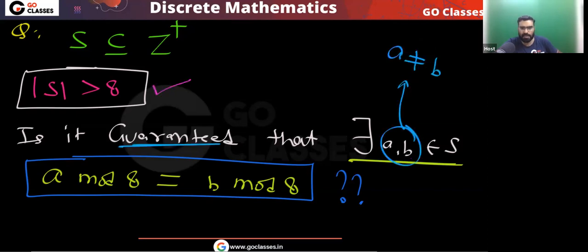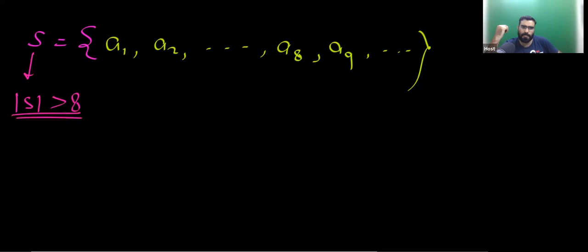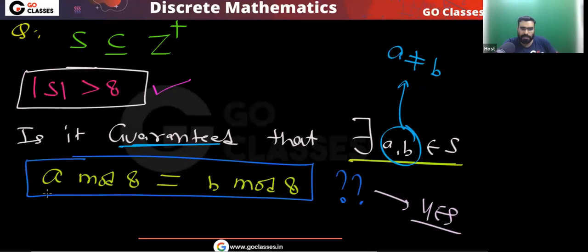The answer is yes. Why is the answer yes? Can you prevent this from happening? See, your set has how many elements? These are the elements A1, A2, and so on, A8, A9, and so on. The set S cardinality is more than 8. Now you tell me, in the worst case, how can you prevent this from happening? I want to make sure that there are no 2 elements which give me the same remainder when I divide by 8.